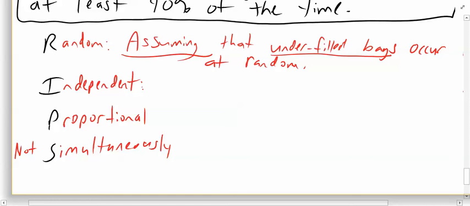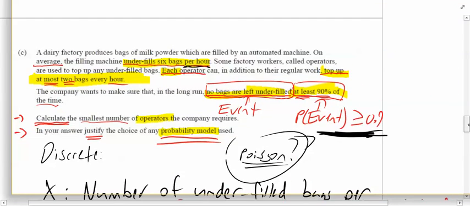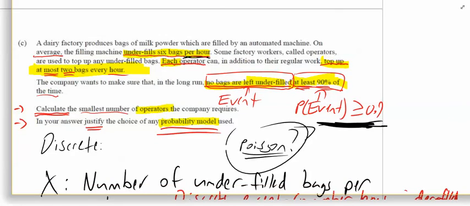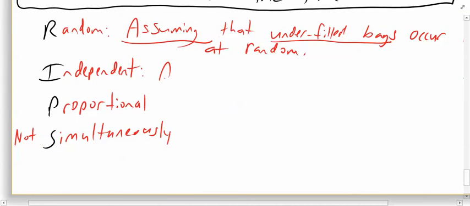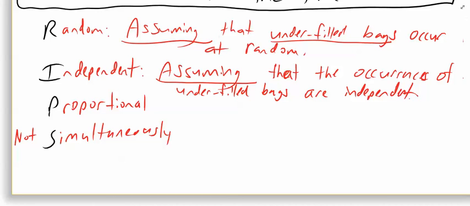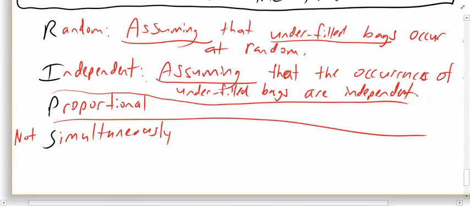Independent. We're not told. Well, let's just again double check if they said anything about whether the occurrence of underfilled bags is independent. No. So therefore, again, independence is an assumption. So we need to point out that we're assuming that the occurrences of underfilled bags are independent. In other words, that if one bag is underfilled, it doesn't alter the likelihood of another one then being underfilled as well.